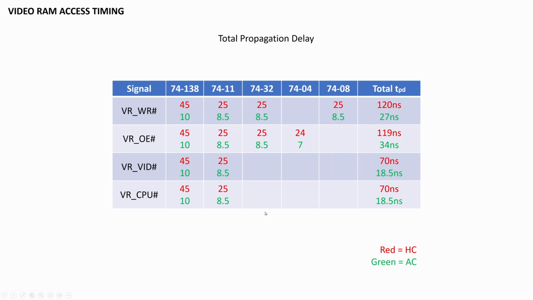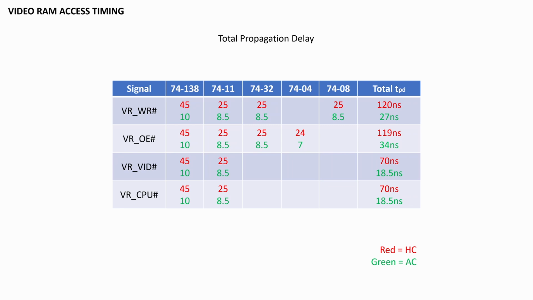Now, the slowest chip of all of them is the 138, coming in at 45 nanoseconds for the HC part. So that would be the one to definitely require an AC part. So I'll definitely use an AC part for that one. And as it turns out, I actually don't have any HC versions of the 7411. I only have the AC versions. So we'll also use an AC version for the 7411. But the other chips, the 32, the 04 and the 08, I will use HC parts.